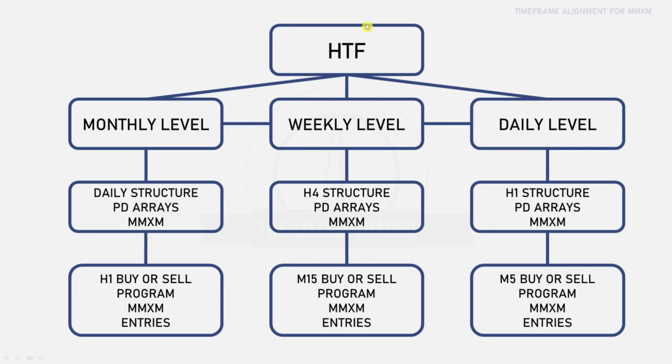We've got this nice schematic over here, right? Higher time frame, we've got that monthly level. We've got a weekly level or a daily level. Pick one, right? Which is most preferred for you. Scalpers most of the time want to have a daily level, 1-hour structure and PD arrays on the market maker model. Go to the 5-minute buy or sell program and market maker model entries.